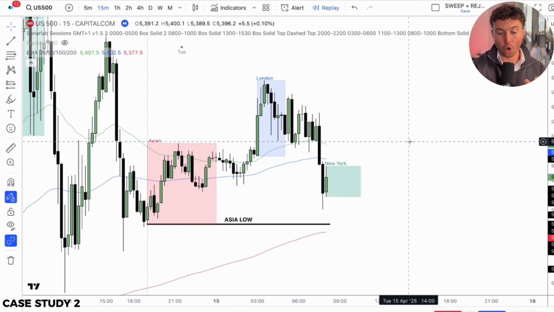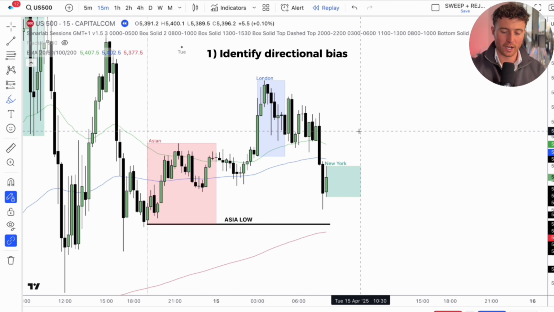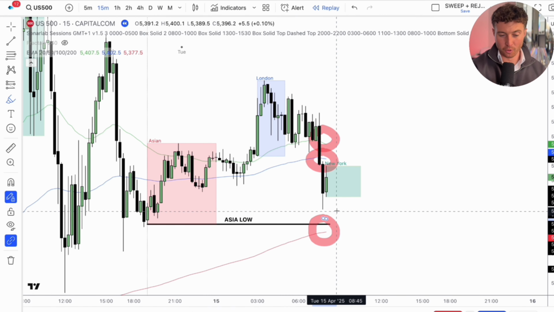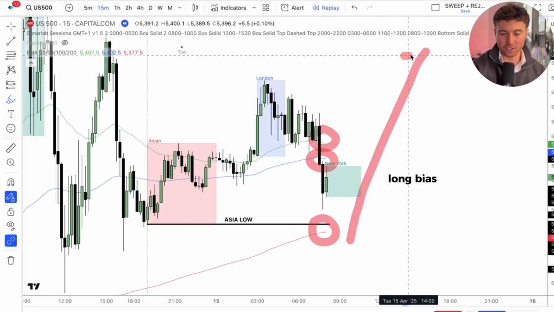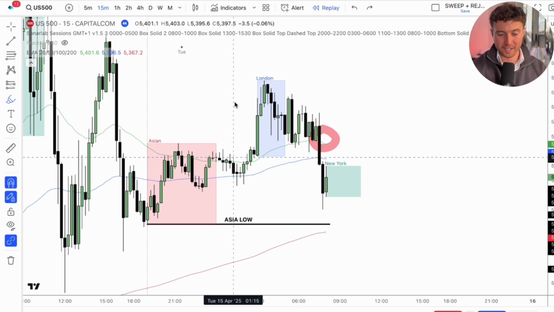And this right here is a long example. Of course, step number one, we need to identify directional bias. The 50 EMA is greater than the 100, which is greater than the 200. So this indicates that we are long bias on this market, and therefore we're only looking for long trades on this market. If you're looking for short trades, you are simply counter trend. And again, this is where so many traders go wrong.